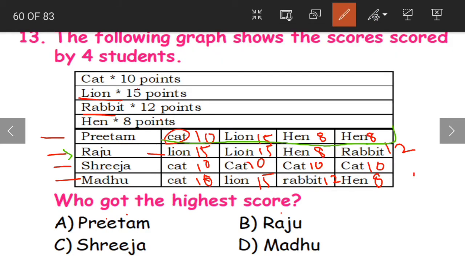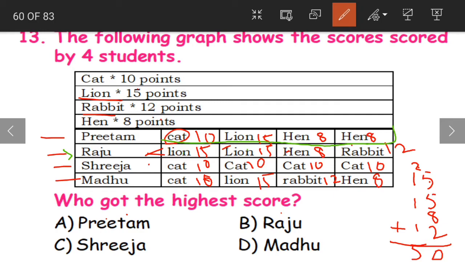What is it? 15 plus 15 plus 8 plus 12. Yes or no? 15, 15, 8 and 12. When we add, we have 20. 2 carried, 4, 2, 3, 4, 5. It is 50. The total score by Raju is 50. Yes or no? Yes. Now coming to the others, we have to check all of them also, right?